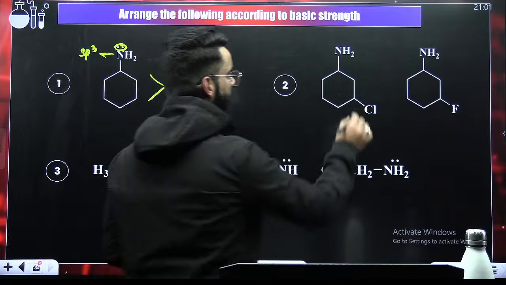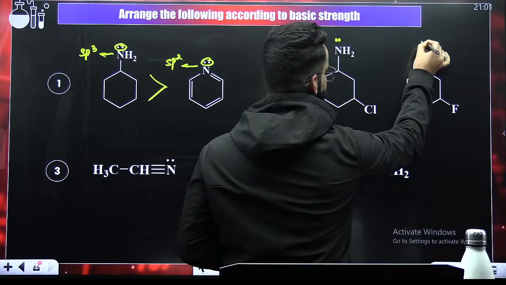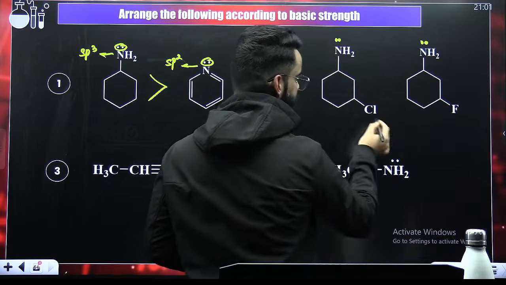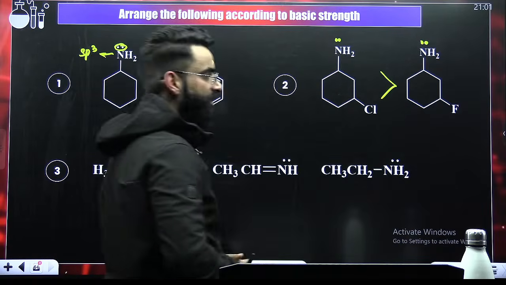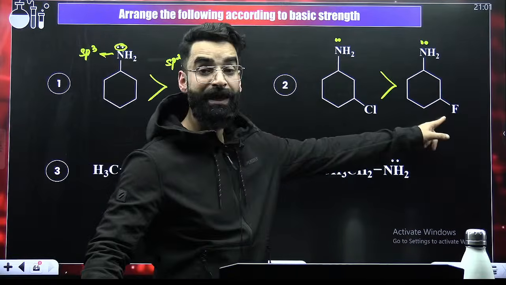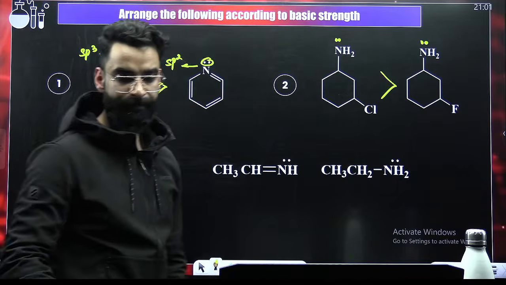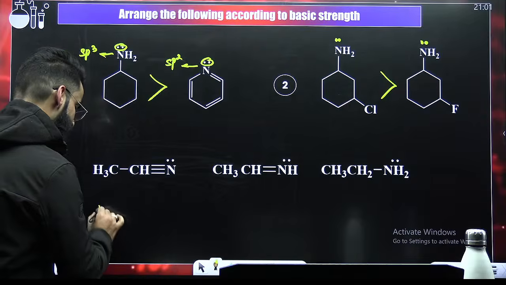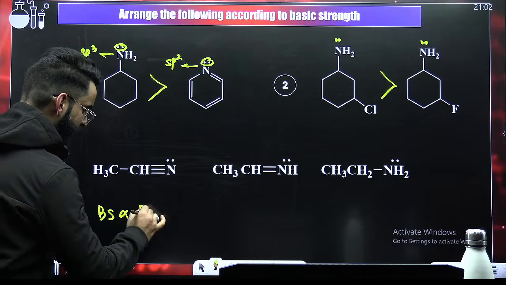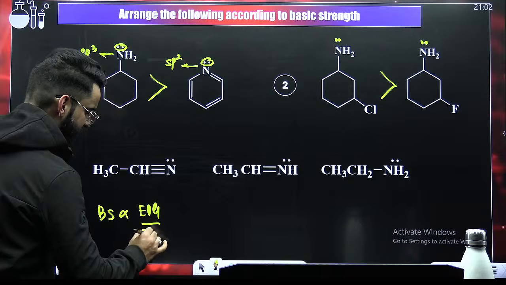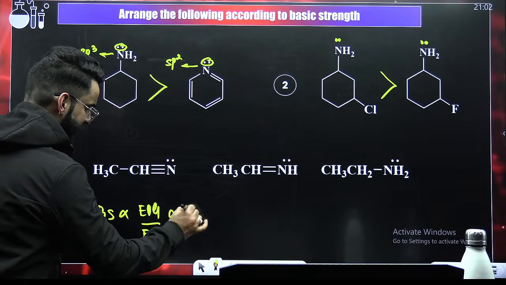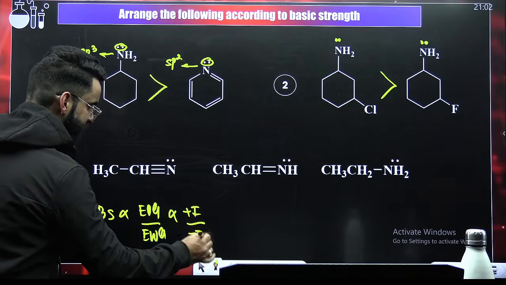Right? Now talk about this one. This is nitrogen having a lone pair. So fluorine, chlorine. The first one should be more basic than the second one because this one is more withdrawing. Right? A few minutes back I told you basic strength is directly proportional to what? Electron donating groups, inversely proportional to electron withdrawing groups. Or you can say directly proportional to plus I, inversely proportional to minus I.